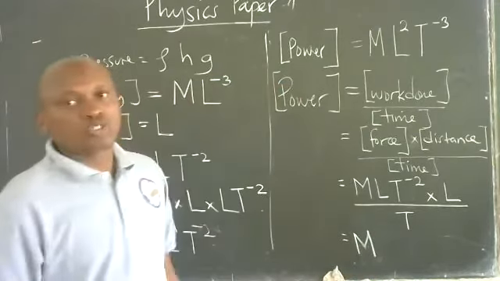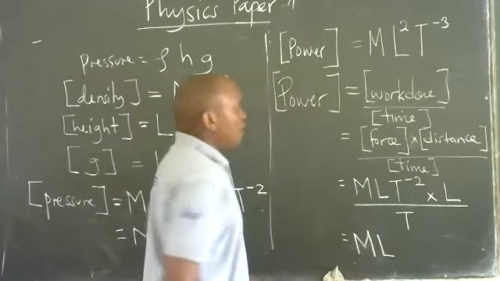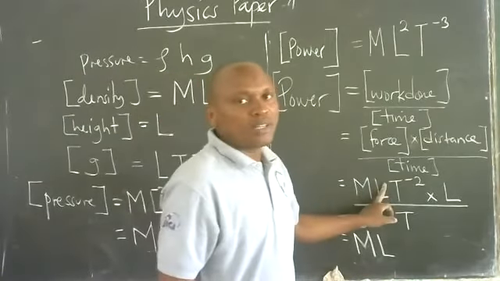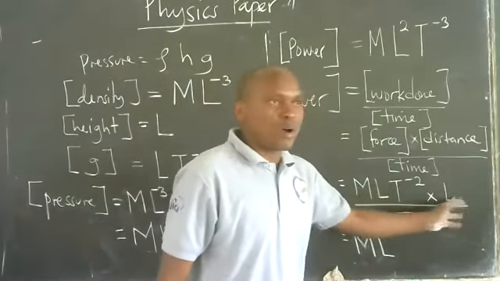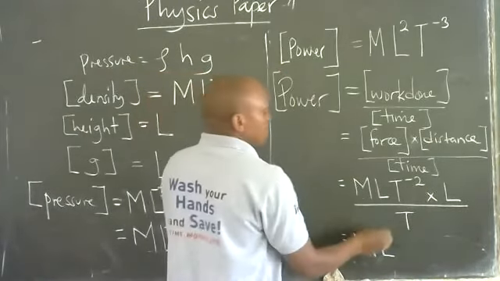After M, I go to L. L has, this is L to power 1. This is also L to power 1. So 1 plus 1, because we add, since we are multiplying, 2.